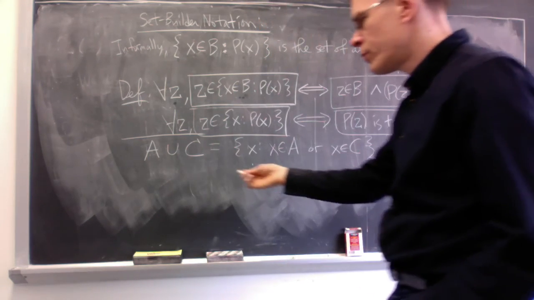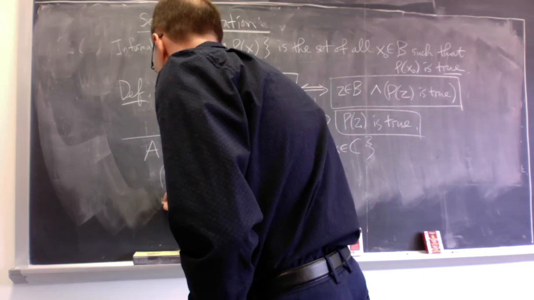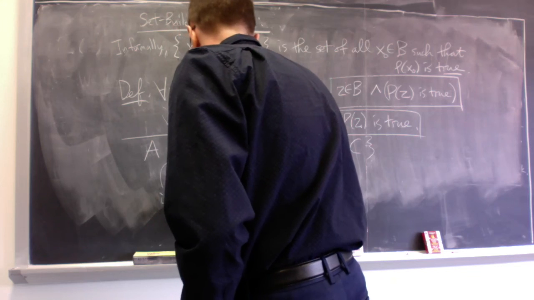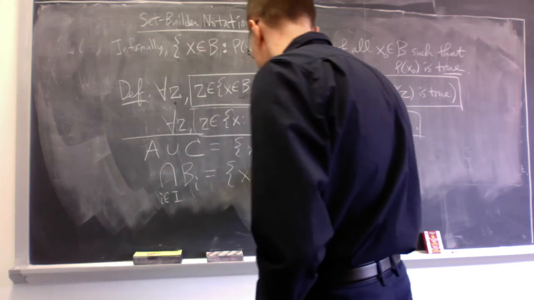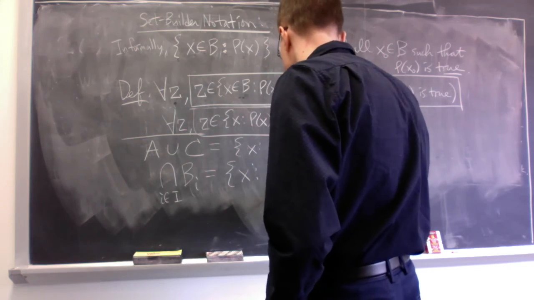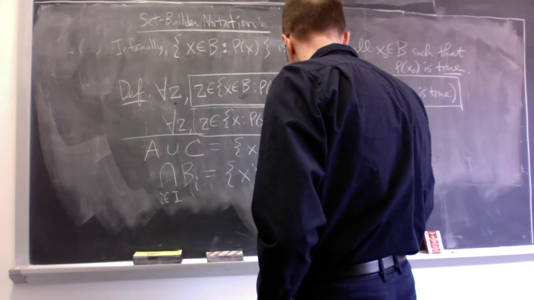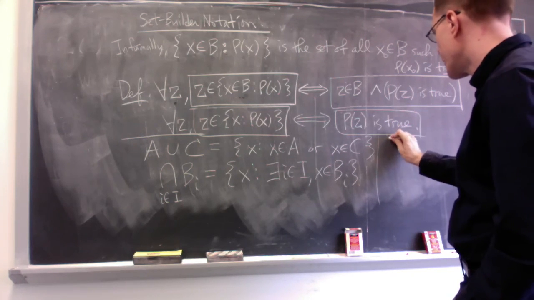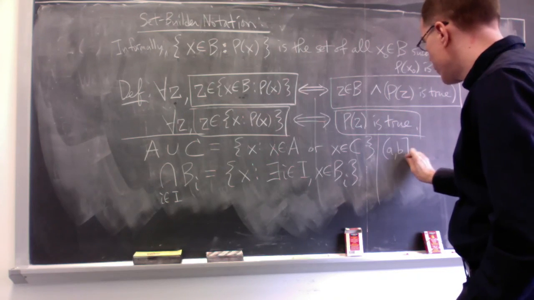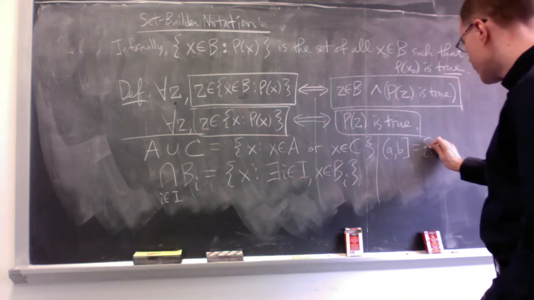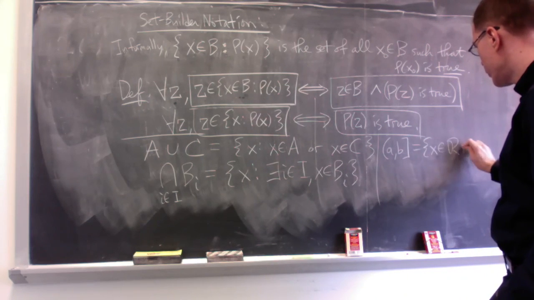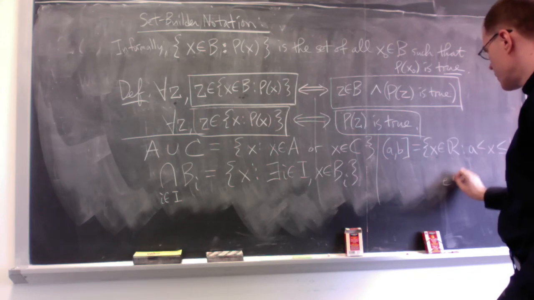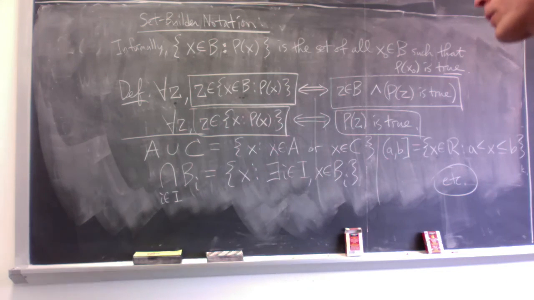Okay. Or they'll say, to use the thing we've just been talking about, the intersection over I in capital I of, say, B sub I is the set of all x such that there exists an I in I, x is in B sub I. Or just to give you one more, if we had like an interval or something, AB, open on the left, closed on the right, is the set of all x in the reals such that A is less than x is less than or equal to B, and so on. So this is all great.